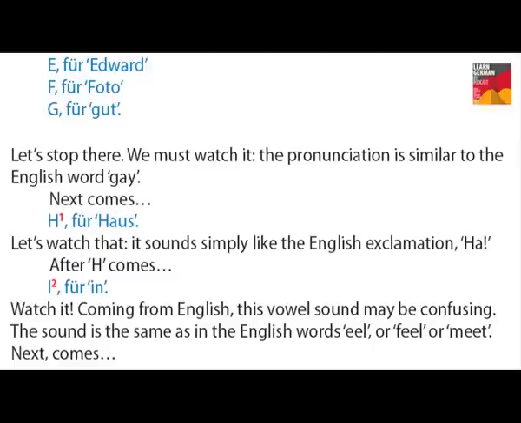Let's stop there. We must watch it. The pronunciation is similar to the English word gay. Next comes, H für Haus. Let's watch that. It sounds simply like the English exclamation ha. After ha comes, I für in. Watch it. Coming from English, this vowel sound may be confusing. The sound is the same as in the English words eel, or feel, or meet.